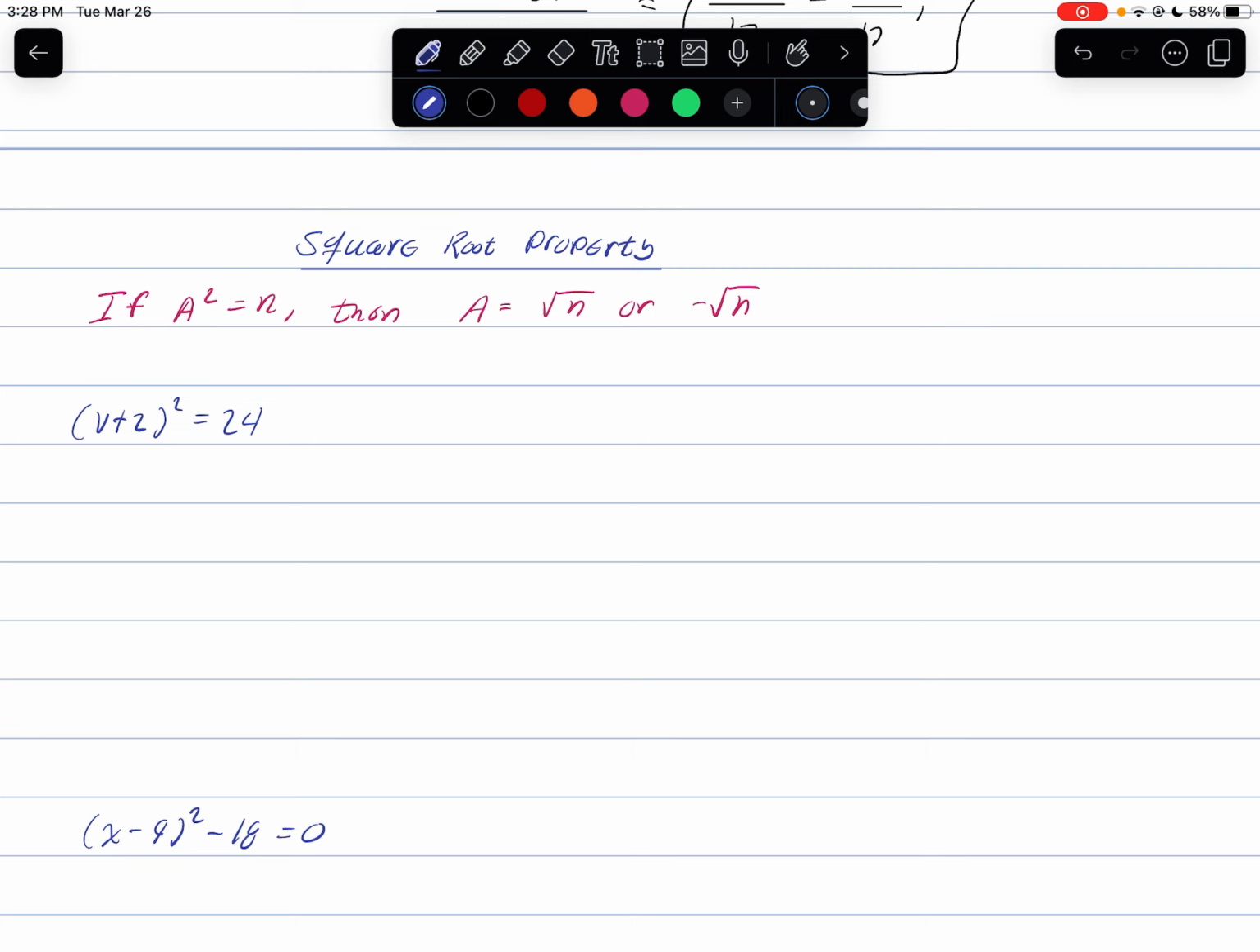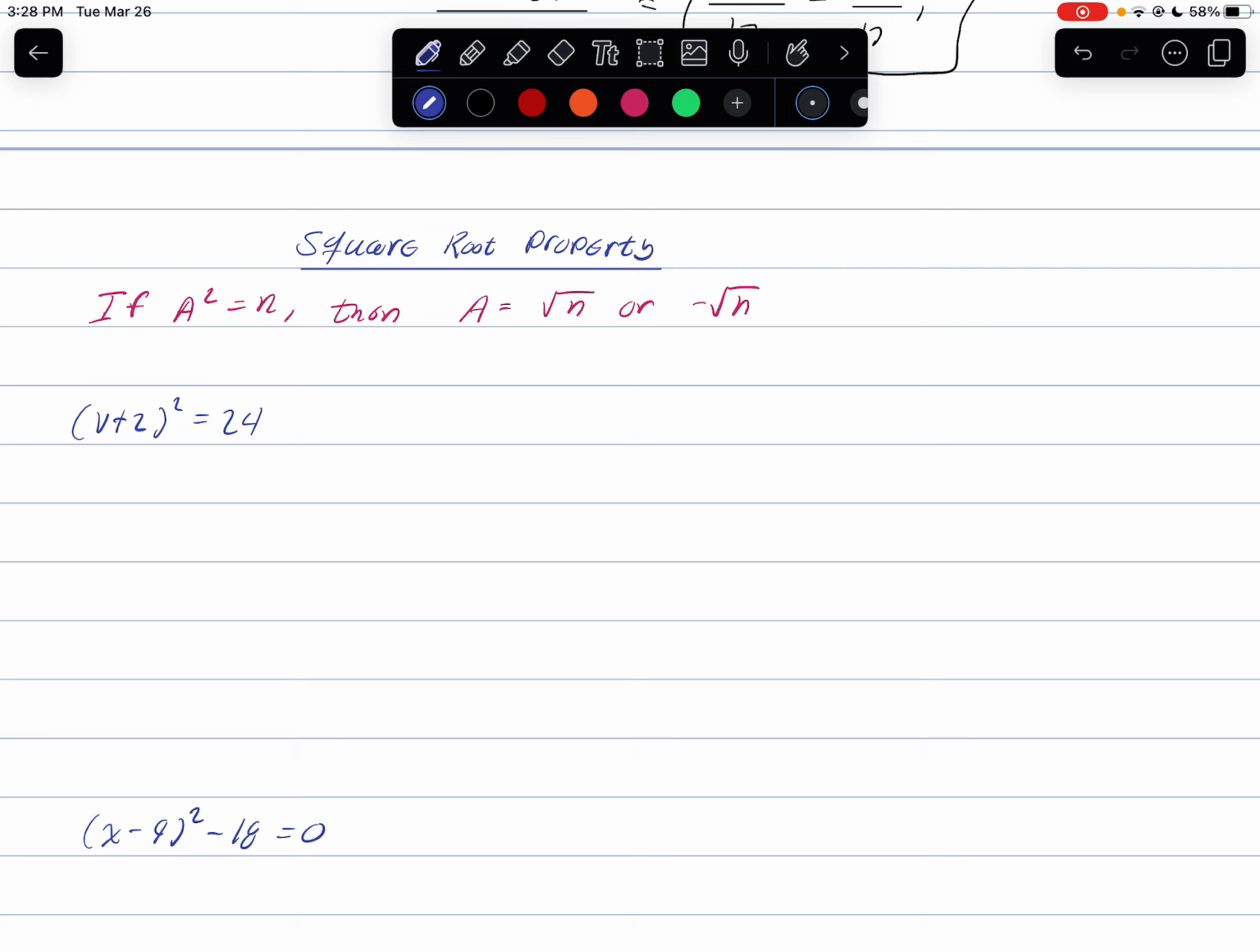So here we have something called the square root property. It says that if we have some equation of the form a squared equals n, then a is equal to the square root of n or the negative square root of n, okay?